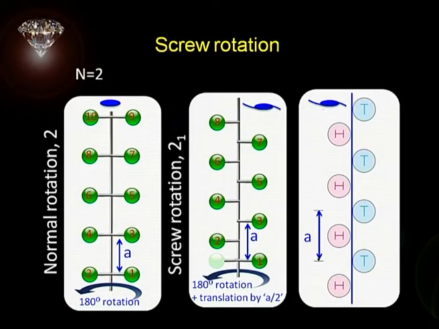So, this is my screw rotation for n is equal to 2, and this screw axis, for which I have to rotate by 180 degrees, that is rotation 2, and translate by a by 2, will be given as 2_1, because 2 means rotation by 180 degrees, and 2_1 means 1 by 2 translation. Okay. So, that is the only possibility in case of n is equal to 2.